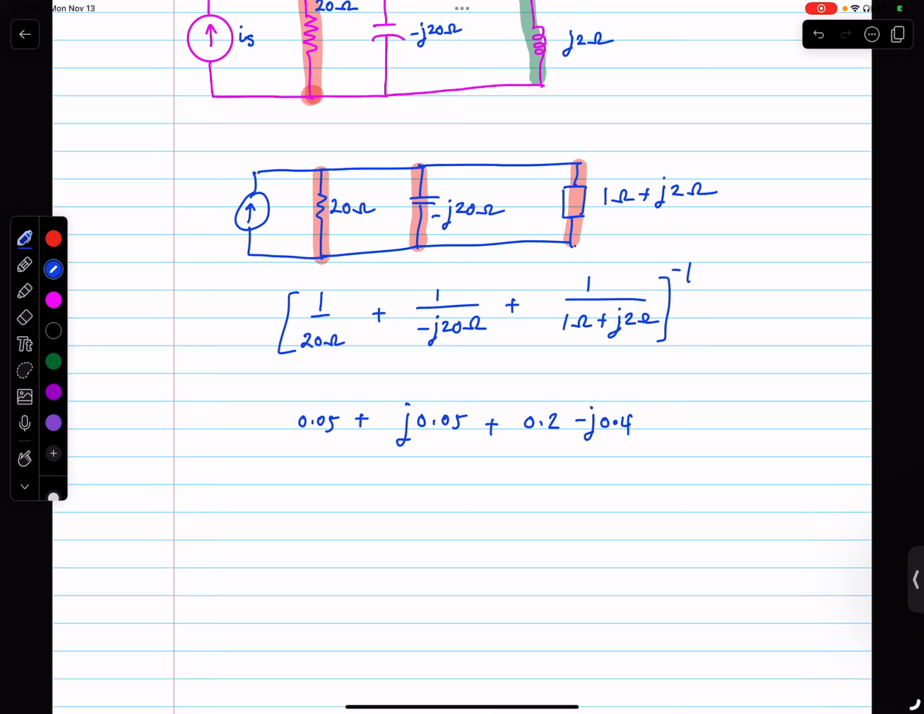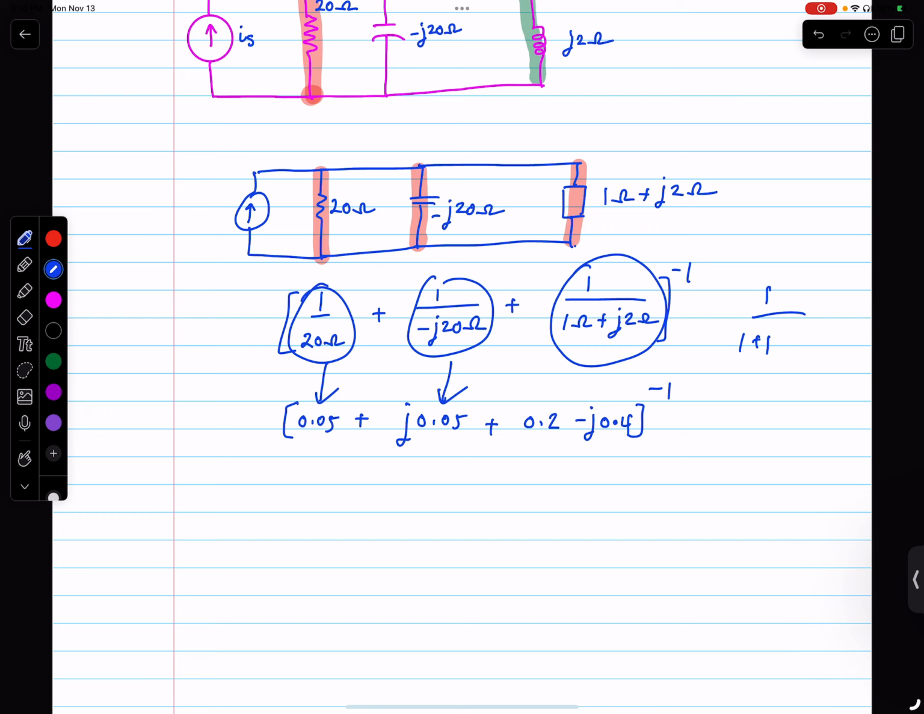So all of this is inverse. You can do the individual calculation, and you'll see that it corresponds to the same thing. You can multiply that by 1 over 1 plus j2 omega. You can multiply and divide it with the complex conjugate, 1 minus j2. You will see that it is 1 minus j2 divided by 1 squared plus 2 squared.